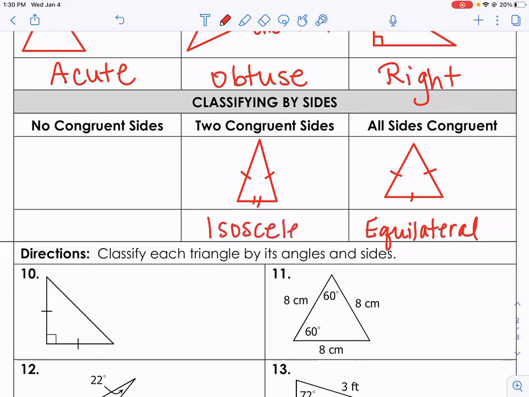Okay, if two sides are the same, but not the third, then we call that an isosceles triangle. And if we have no sides that are the same, Haley.